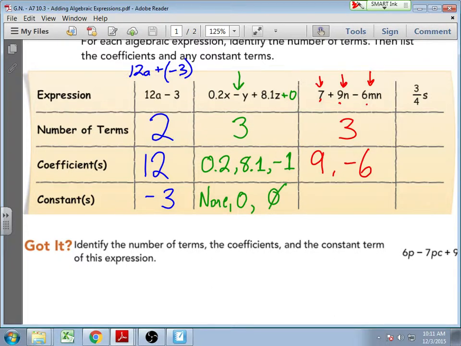Ashton, what is my constant? 7. And Jackson, bring us all back home. How many terms? 1. What's the coefficient? 3/4. Constant? Excuse me. 0. None.